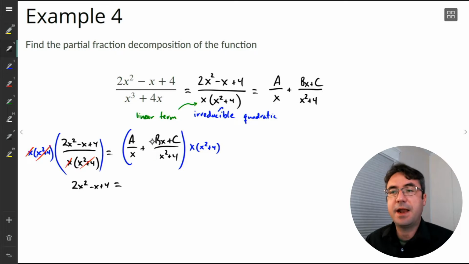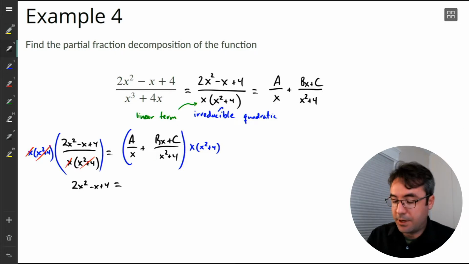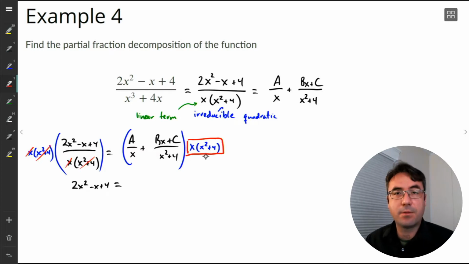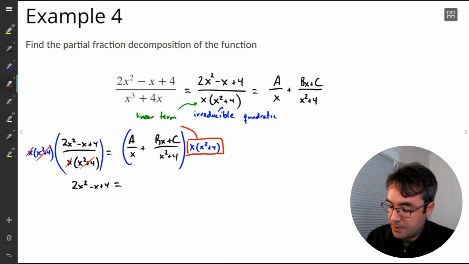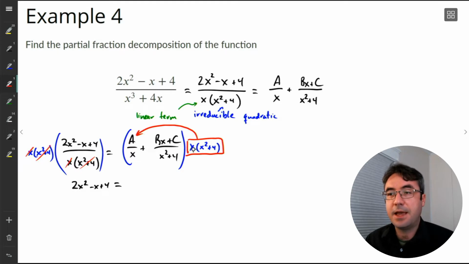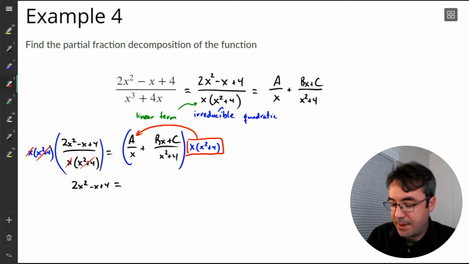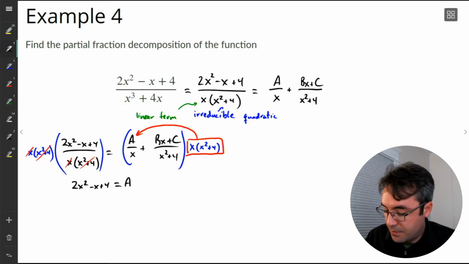And then what's going to happen on the right? Well, we're going to distribute this whole thing that we're multiplying in. We're going to distribute it to the first fraction. And when we do that, the x in front is going to cancel with the x in the denominator. So we're going to be left with a times x squared plus 4.